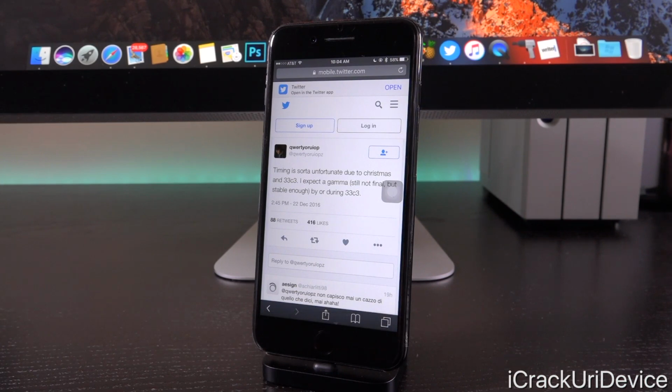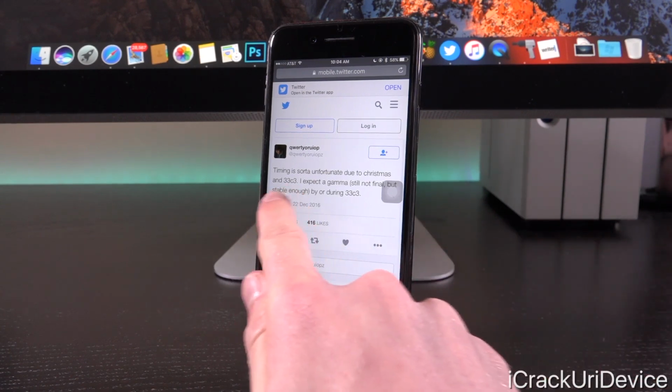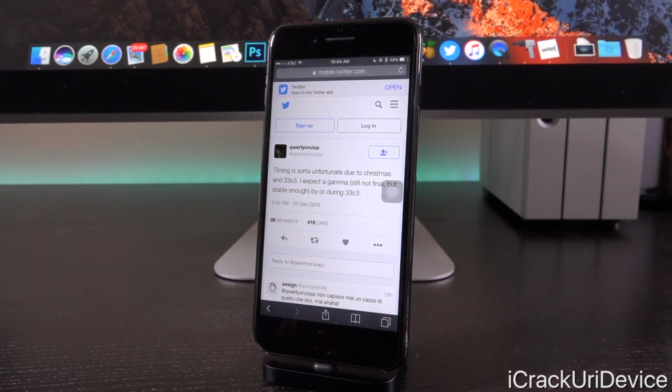As I mentioned, things are moving very quickly. He said, quote, "Timing is sort of unfortunate due to Christmas and 33C3, I expect a gamma (parentheses, still not final, but stable enough) by or during 33C3." Now, what that means is that he's going to release a more stable iteration of this jailbreak shortly, but not a public one just yet, essentially above the beta releases, hopefully more stable. Again, he does say stable enough, and hopefully with support for more devices.